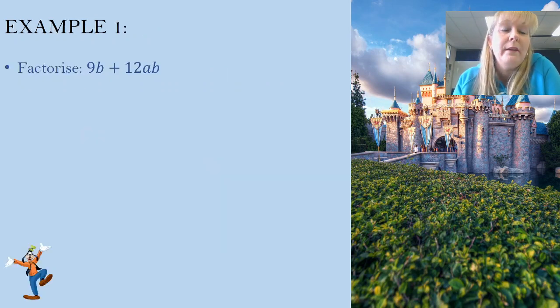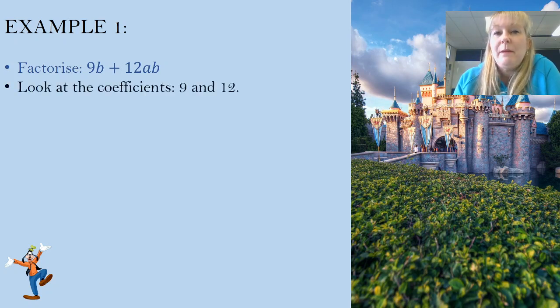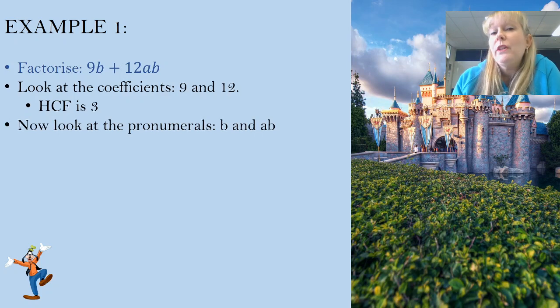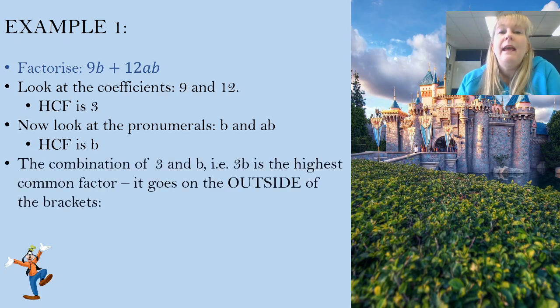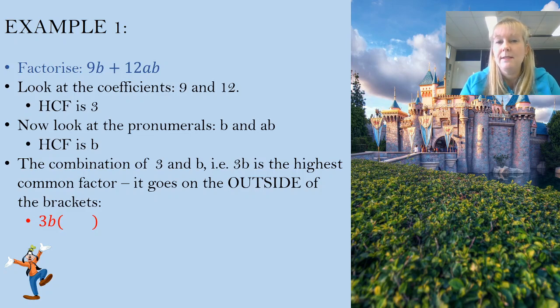Let's look at example 1. Factorise 9b plus 12ab. Well, my very first step is to look at the coefficients 9 and 12 and work out what the highest common factor of these is. It's 3. Now, I'm going to look at the pronumerals a and b. What's my highest common factor of these two? Well, of course, it's b. So my highest common factor overall is going to be the combination of 3 and b, or 3 multiplied by b. That's going to be 3b. That will go on the outside of a set of empty brackets, just like this. So you just write with enough space to put the rest of the information inside the brackets once you're finished.